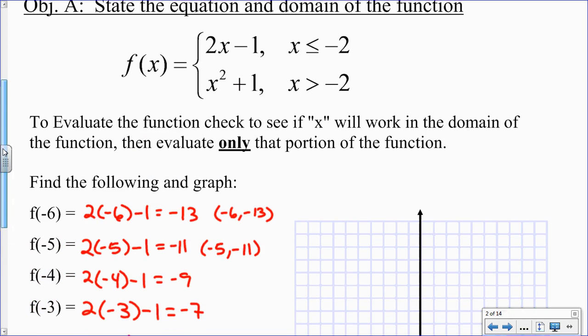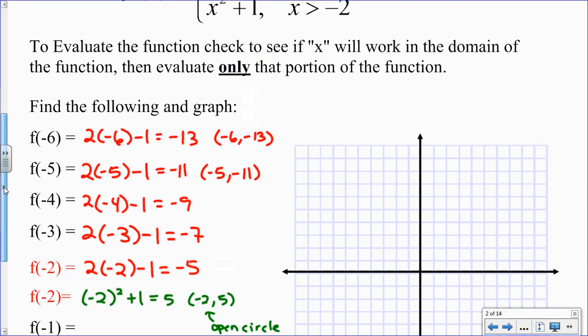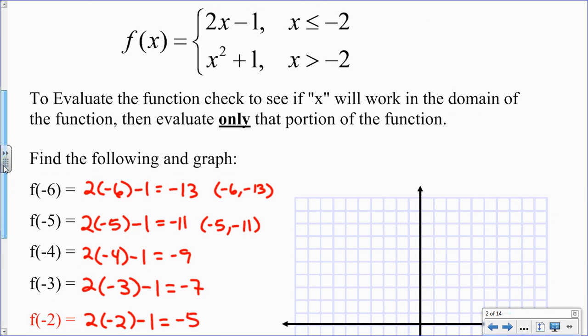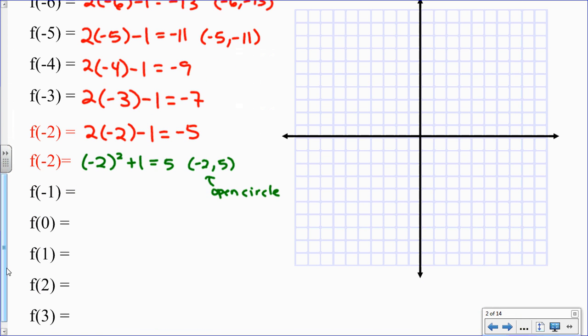So then the bottom one is x squared plus 1. So that's 5. So the point -2, 5 will be an open circle because it's not included in that graph. Okay, then once I get past that, then it's easier to decide top or bottom. So -1, will that be top or bottom? Bottom. So the rest of these are greater than -2, so they're all going to go in the bottom.